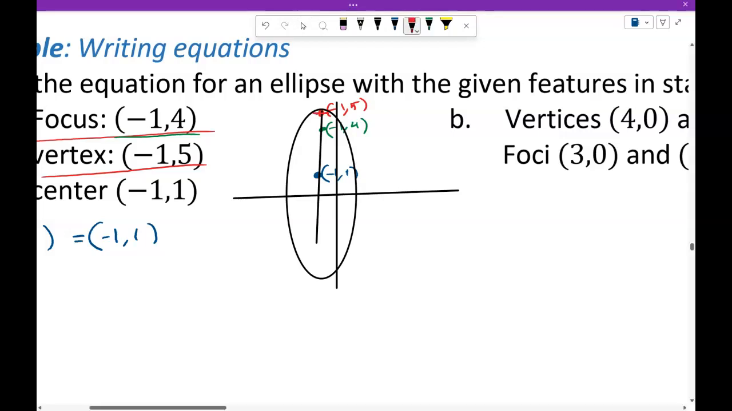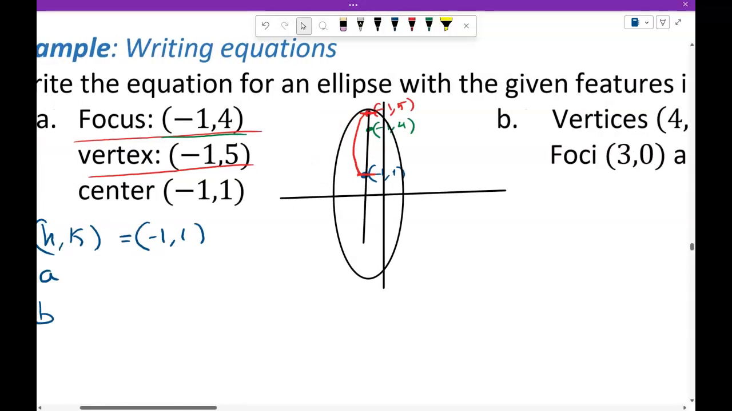A is the measure from the vertex to the center. And since we're given both of those, the major vertex as well as the center, we just need to find the distance between those 2 points. Well, we can count and see that they have a distance of 4. We can also use our distance formula to verify it if we're having trouble counting.